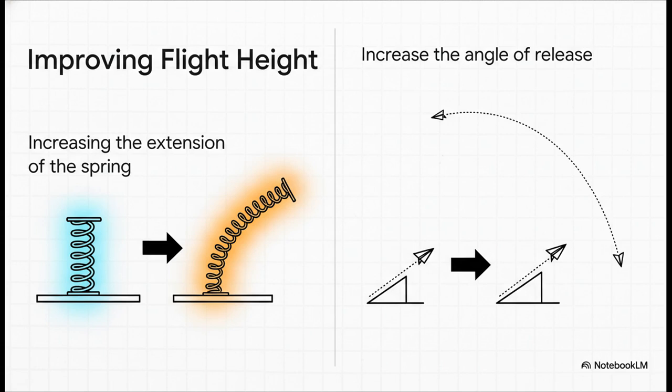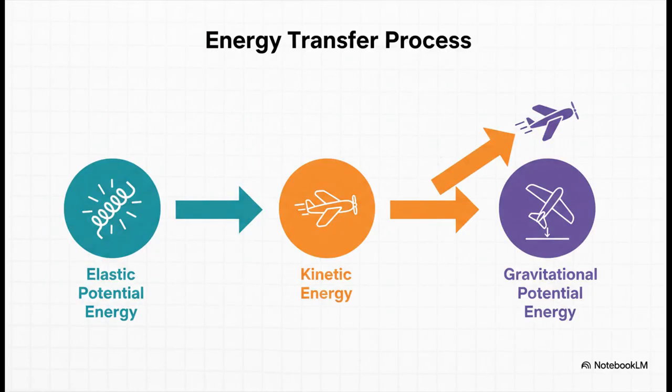So the official mark scheme gives us a couple of great options. The big one, the main physics answer, is to increase the extension of the spring. If you pull it back further, you store more energy to begin with. Remember that formula? The extension is squared, so a tiny bit more stretch gives you way more power. Of course, you could also just aim higher, increase the launch angle. That works too.